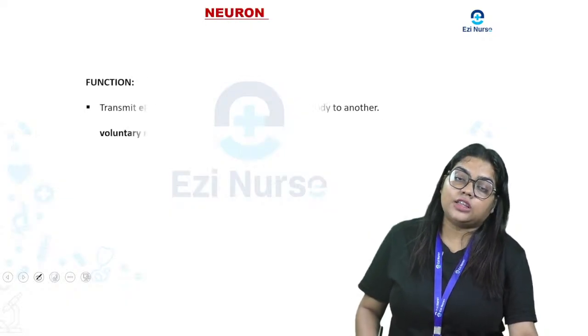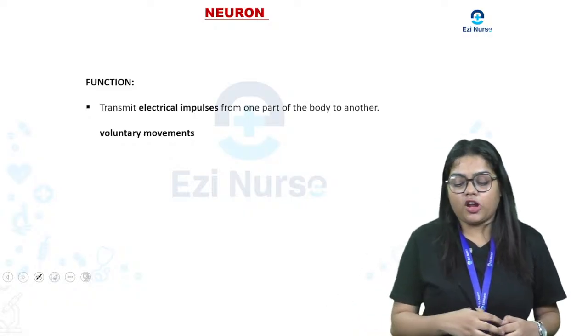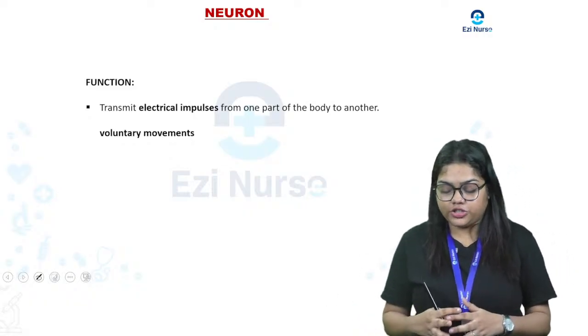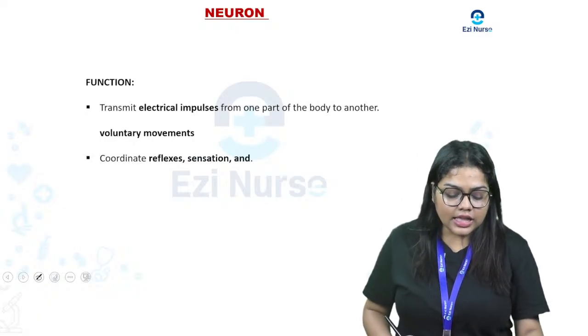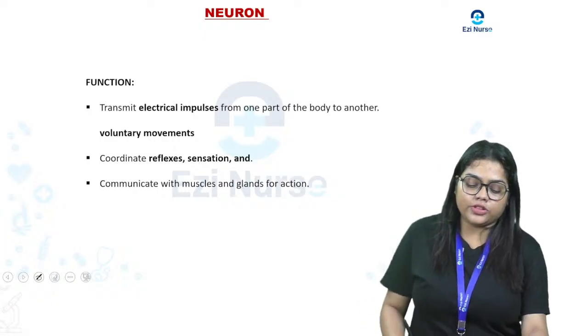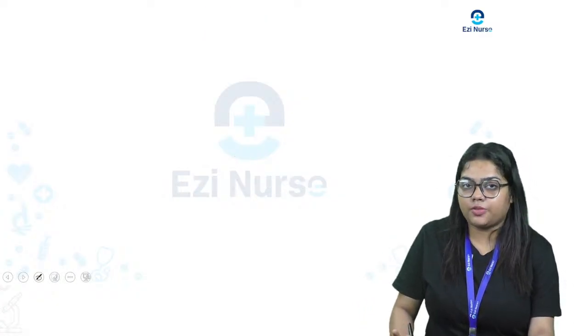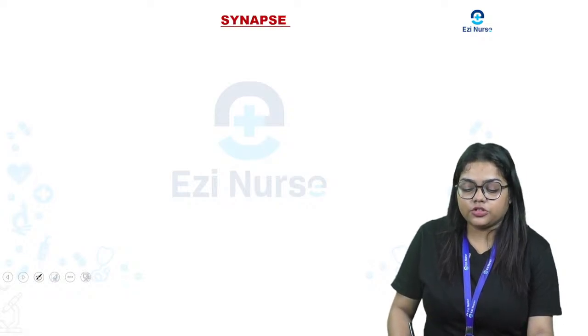Now let's see what the functions are. It transmits the electrical impulses from one part of the body to another, for voluntary movements. Then it coordinates with reflex sensation and communicates with muscle and gland for action. Okay, so I hope you have understood about the nervous system. Let's move on to the synapse.